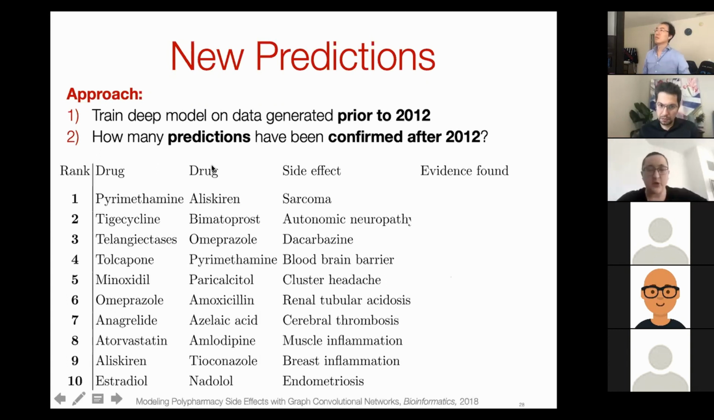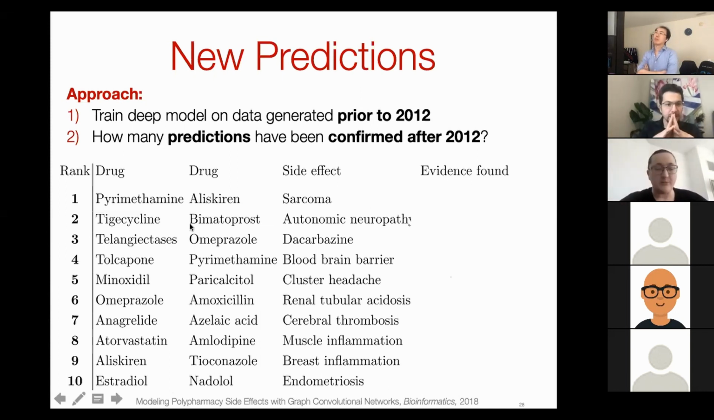So this is what I'm showing on this slide, where we trained the deep model on data generated prior to 2012, and then asked what are the predictions that the model is most confident about, and whether any of those predictions have been confirmed after 2012. So this is known as a temporal split of the data into training, validation, and test set.